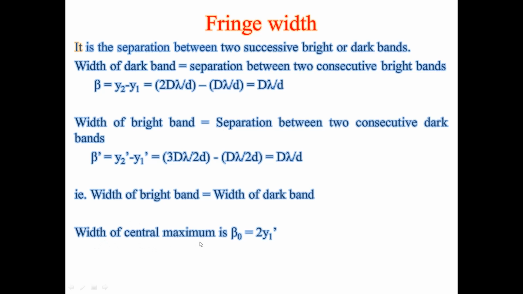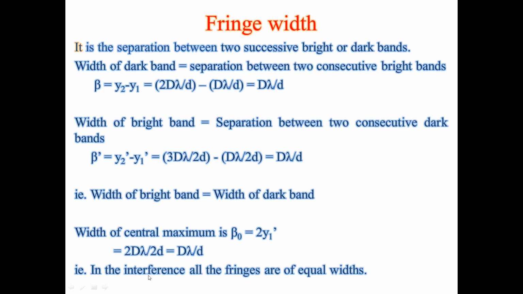Now let us see the width of the central maxima. Let us name it as beta 0. It is 2 y1 dash. It is the distance between the first dark band on either side, that is 2 y1 dash. So 2 times D lambda by 2d, or D lambda by small d, which is the same as beta and beta dash. So we can say in interference, all the fringes are of equal width.